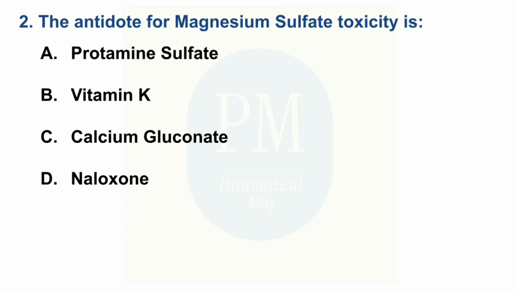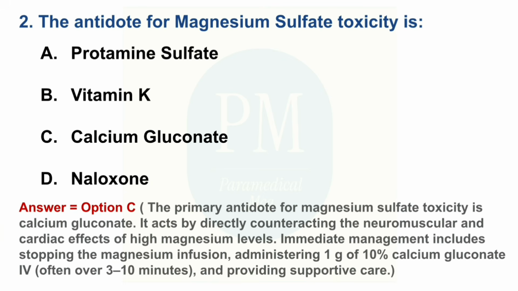The antidote for magnesium sulfate toxicity is: option A, protamine sulfate; option B, vitamin K; option C, calcium gluconate; option D, naloxone. The correct option is option C, calcium gluconate.